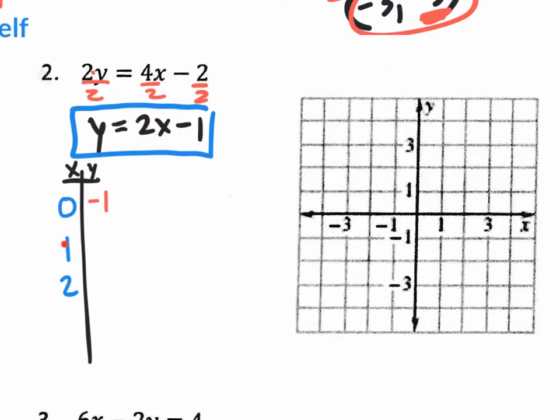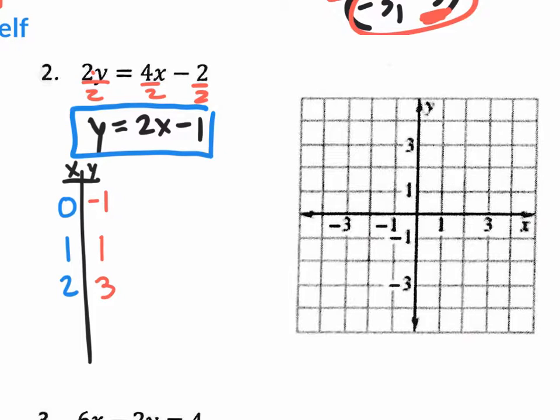I want to plug in 1 now. 1 right here. What's 2 times 1? 2. And 2 take away 1? 1. Now let me take this 2 right here and plug it in. 2 times 2, 4. And 4 take away 1? 3.